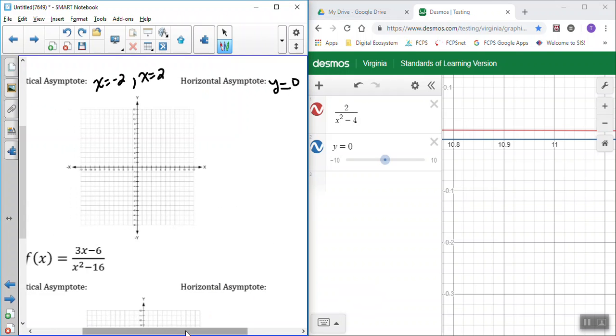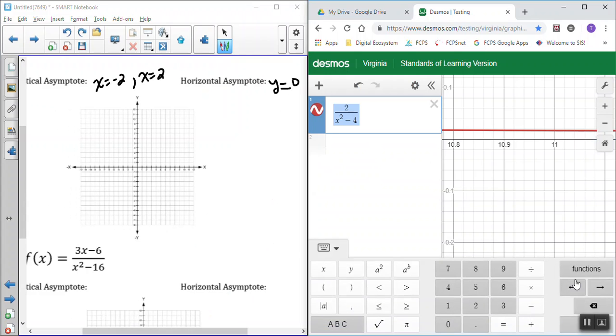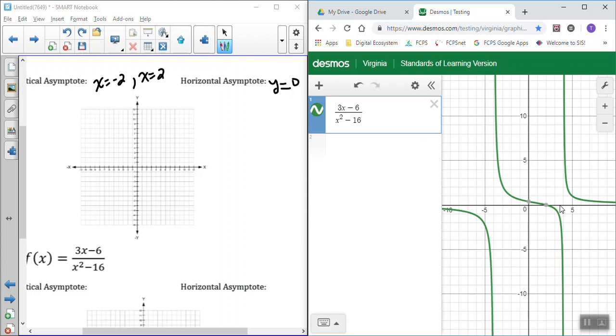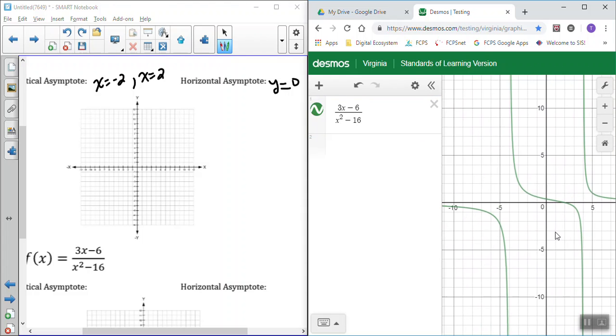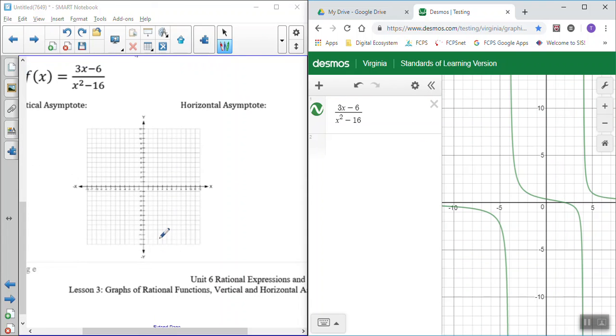Alright, so let's try this next function. In the numerator we have 3x minus 6. In the denominator we have x squared minus 16. So I'm going to hit this home button here so it takes me back to, oh, look at this graph. Alright, so let's look at the vertical asymptotes first.